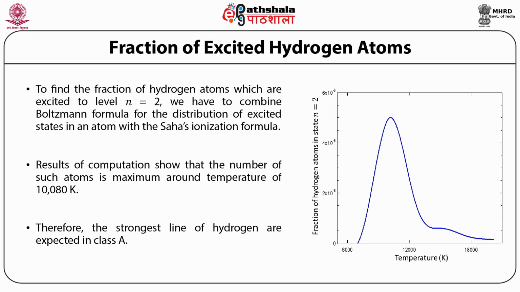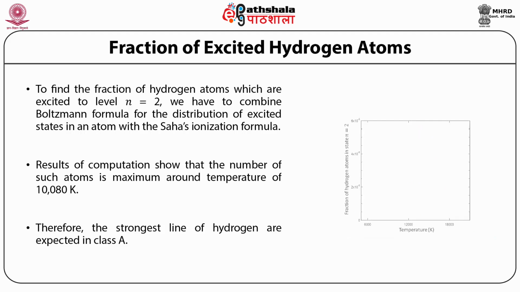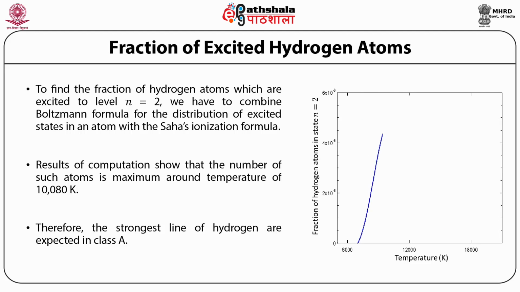The given figure shows the variation in the fraction of atoms in the state n equal to 2 with temperature. It is easy to see that the Balmer lines will reach their maximum strength at around a temperature of 10,000 Kelvin, or in the spectral class A. So we see clearly the role of temperature as the basis of spectral stellar classification.